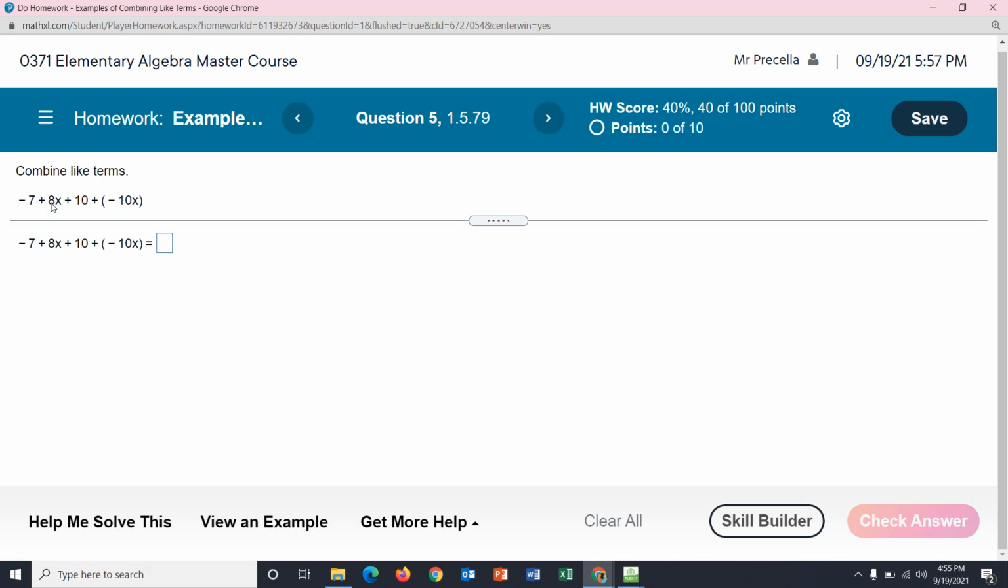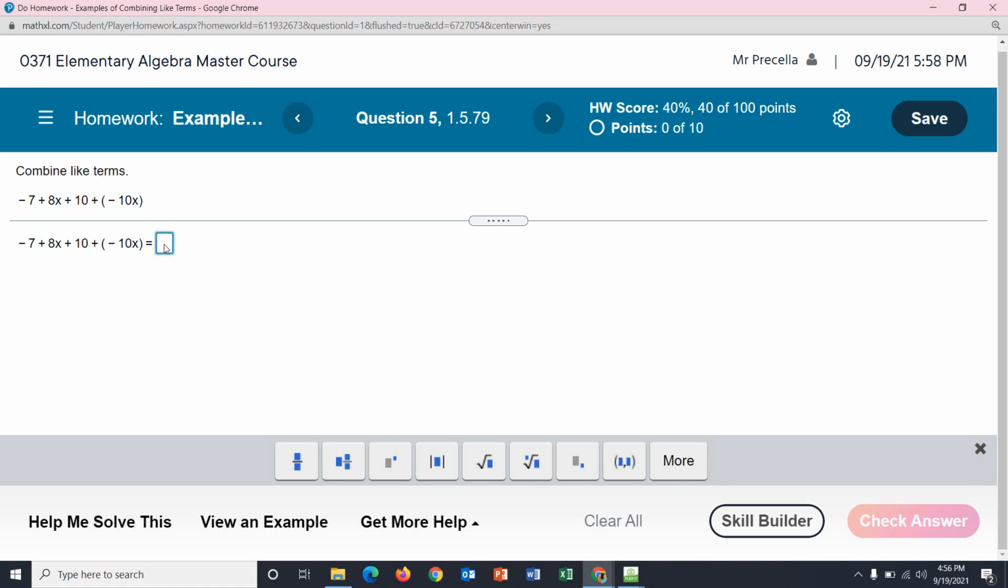We can combine the two x terms together, the positive 8 plus a negative 10x, but we can't combine these constants with them because they don't have an x. So what do you do? You're going to combine the constants, negative 7 and a positive 10. Negative 7 plus 10 is a 3.